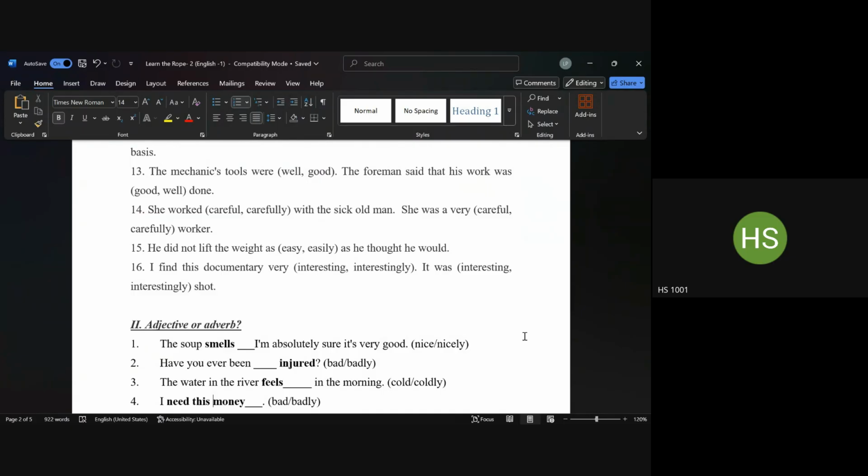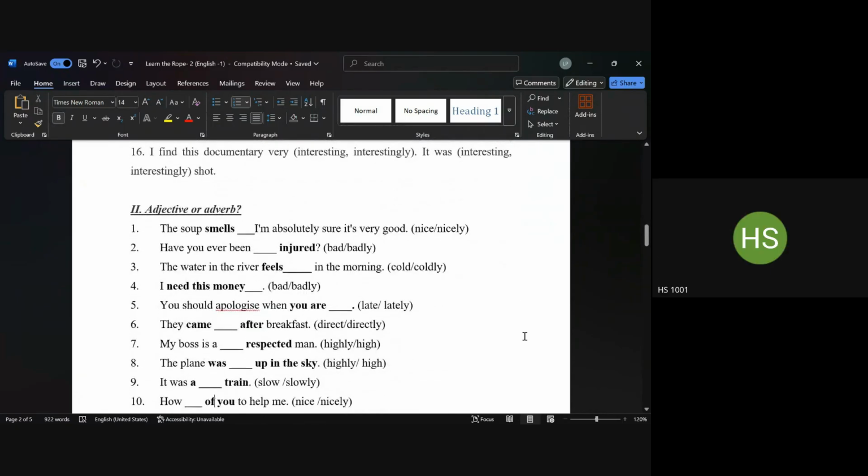It refers to the action. And then the last one there: I find this documentary very interesting. It was interestingly short, right? Okay, so this is the premise of what you're required to understand to learn and distinguish between functionally different adverbs and adjectives. Is there someone with a question?